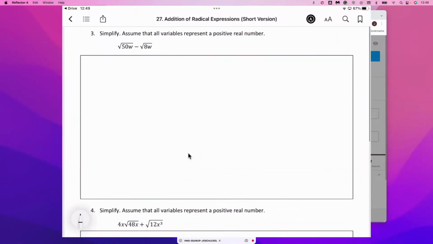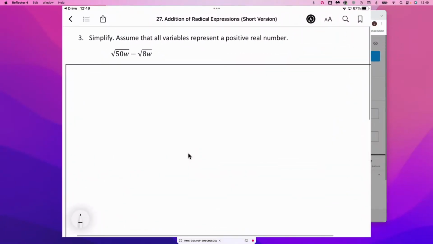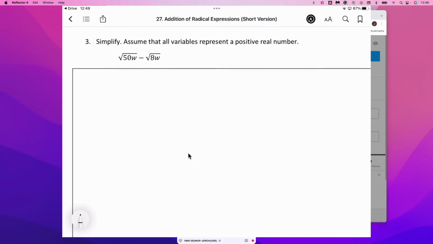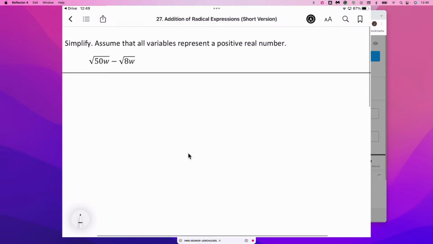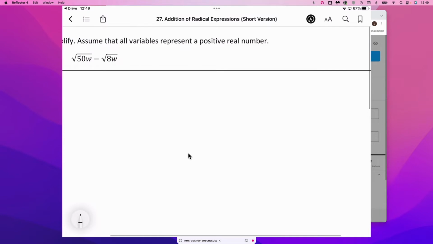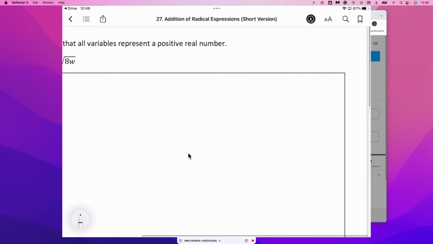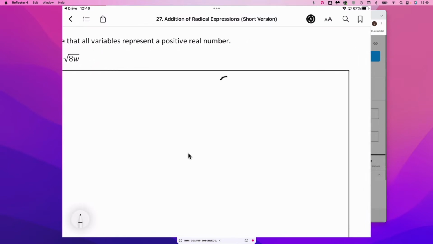So back with number 3, we have again some stuff inside the radical symbol that doesn't look the same. So same with addition and subtraction, we need to make whatever's inside there look the same. So we're going to simplify each of those radicals as far as possible. So we've got the square root of 50w and the square root of 8w.